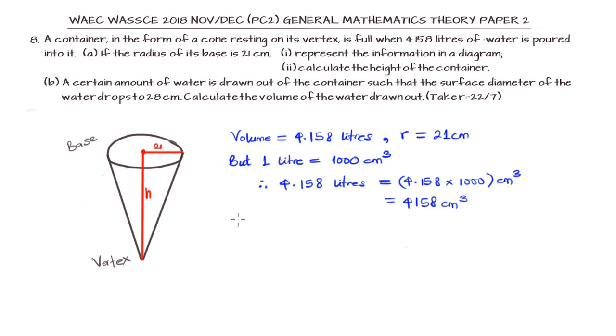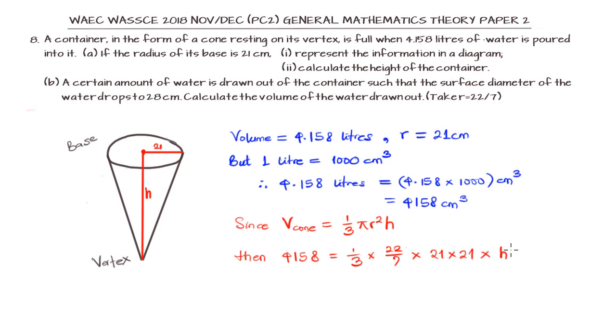And if you recollect, the volume of a cone is 1/3 pi r square h, so we can equate this volume. We know the value of r, we are looking for h. We also know pi. Then 4,158 is equal to 1/3 multiplied by pi, which is 22/7, multiplied by the square of the radius, 21 times another 21, multiplied by the height that we are looking for, h. So with this, we can solve for our h.